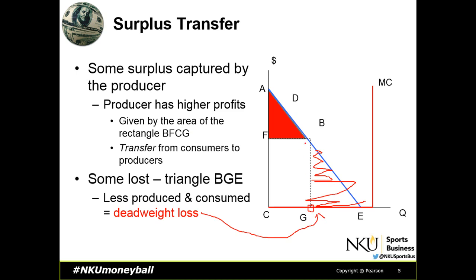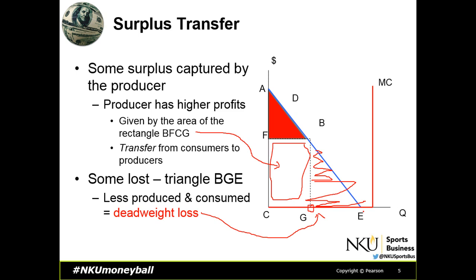The rectangle here is the additional profits of the monopolist. So they're capturing some of the surplus that would have gone to the consumer in a competitive market. Now it goes to that monopolist because they've charged $10 when in a perfectly competitive market they would have charged $0, because there's zero marginal cost out here where the demand line crosses the marginal cost line.